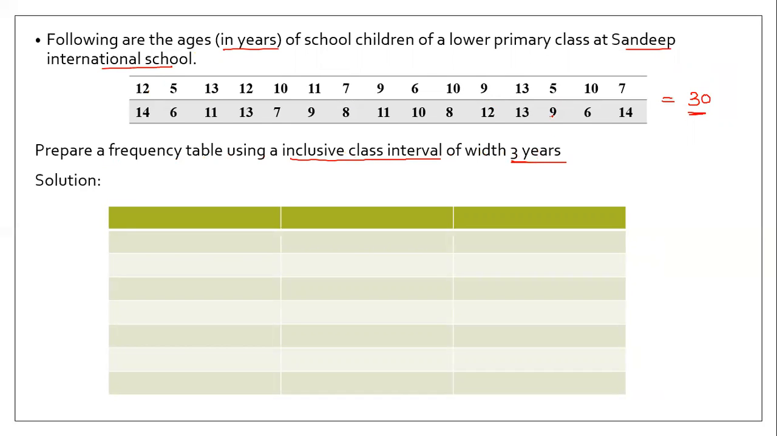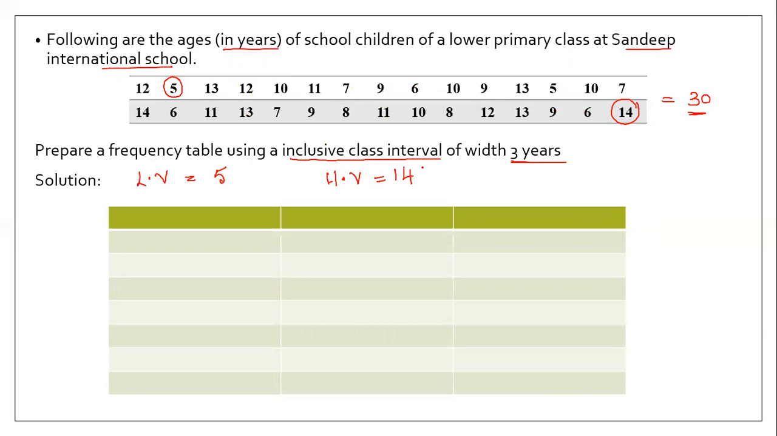ಓಕೆ, ಸೊ ಫಸ್ಟ್ ಥಿಂಗ್ ಇಸ್ ವಿ ವಿಲ್ ಸಿ ವಿಚ್ ಇಸ್ ದ ಲೋವೆಸ್ಟ್ ವ್ಯಾಲ್ಯೂ ಅಂಡ್ ವಿಚ್ ಇಸ್ ದ ಹೈಯೆಸ್ಟ್ ವ್ಯಾಲ್ಯೂ. ಇಫ್ ಯು ಸಿ ಹಿಯರ್ ದ ಲೋವೆಸ್ಟ್ ವ್ಯಾಲ್ಯೂ ಇಸ್ 5. 5 ಗಿಂತ ಕೆಳಗೆ ಯಾವ ನಂಬರ್ ಕೂಡ ಇಲ್ಲ. ಸೊ 5 ಇಸ್ ದ ಲೋವೆಸ್ಟ್ ವ್ಯಾಲ್ಯೂ. ಓಕೆ, ನೆಕ್ಸ್ಟ್ highest value ಯಾವ್ದಿದೆ? So highest value, if you see here 11, 13, after 13 any number, okay, we have 14. So 14 is the highest value.